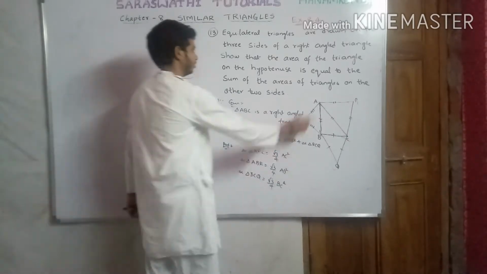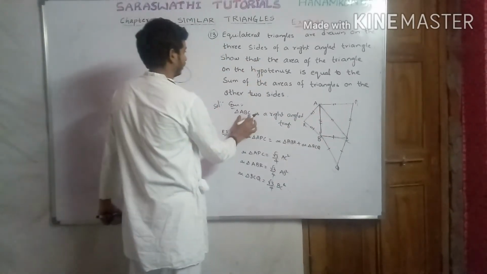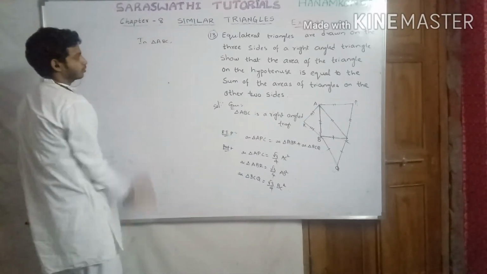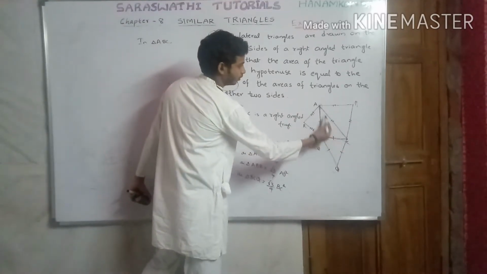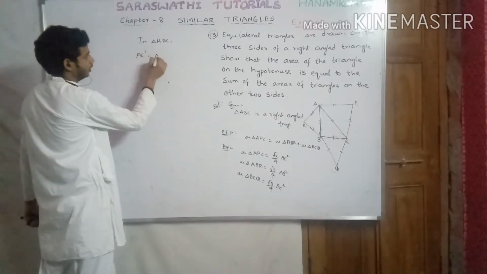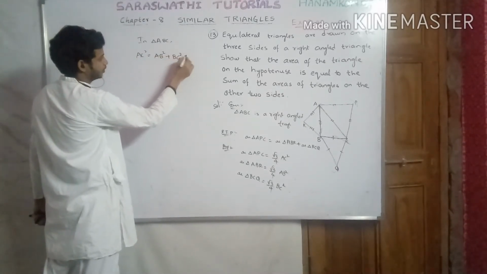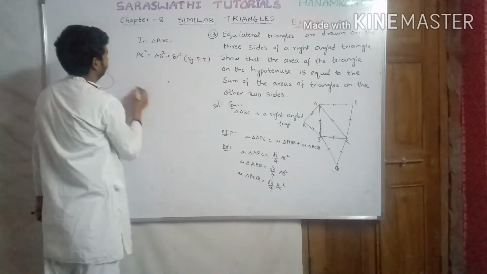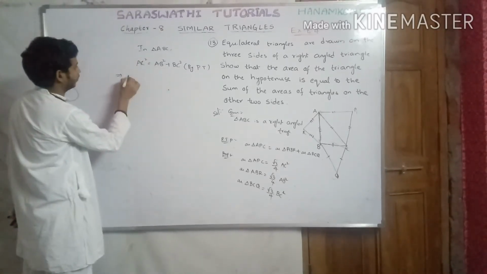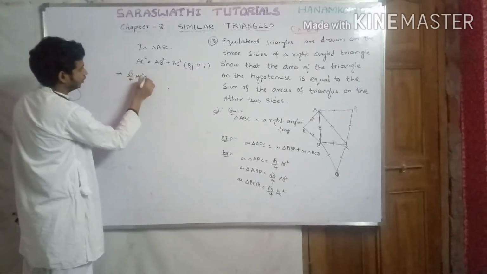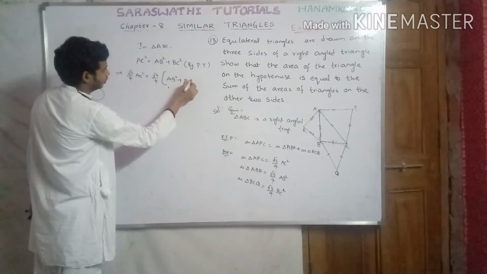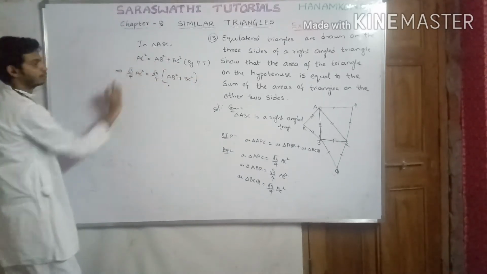Now triangle ABC is a right angle triangle, since it is given in the question. So in triangle ABC, if we apply Pythagoras theorem, then AC square equal to AB square plus BC square. Again, if we multiply with root 3 by 4 on both sides, then root 3 by 4 AC square equal to root 3 by 4 into (AB square plus BC square). Left side and right side, both sides we multiplied with root 3 by 4.